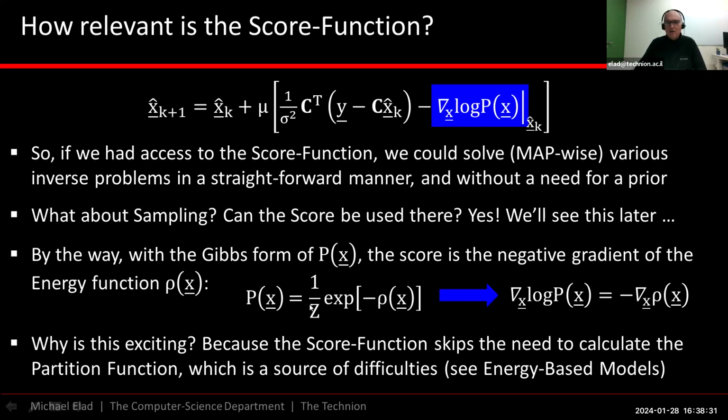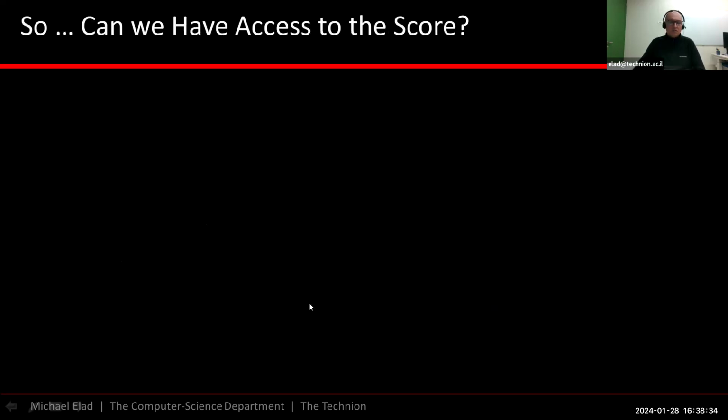Okay, good. So the question now is, great, the score function can help. How do you compute it? Let me show you in 3 slides a derivation that will actually show you that the score function, as opposed to P of X, is something that you can have. It's something you can actually put your hands on. So let's see how it works.